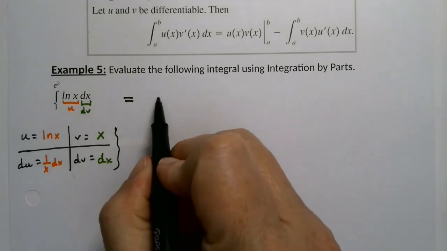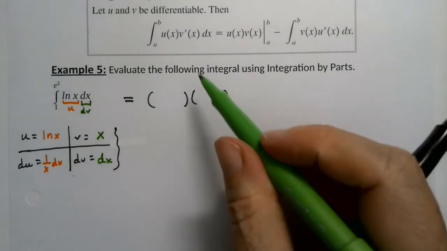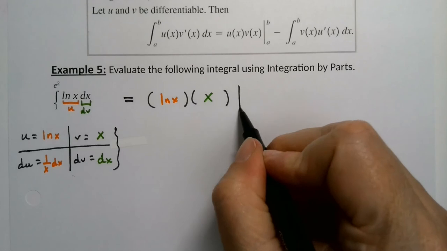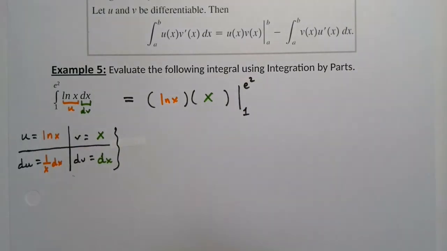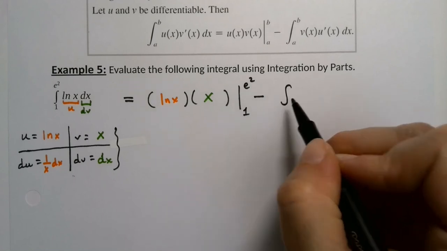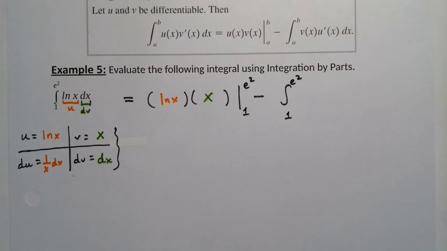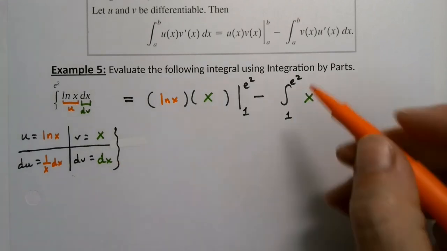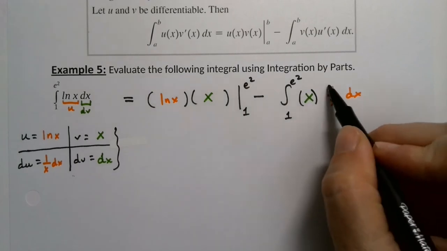I would rewrite it as uv. So that would be the natural log of x times x. And I'm going to take that from 1 to e squared. Those are my x values. Minus, and I'm going to have an integral from 1 to e squared of v du. So let's see, v, which was x, and du, which is 1 over x dx. Right, so there's the v, and there's the du.